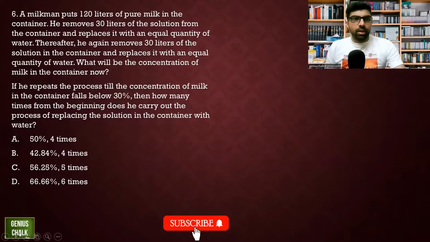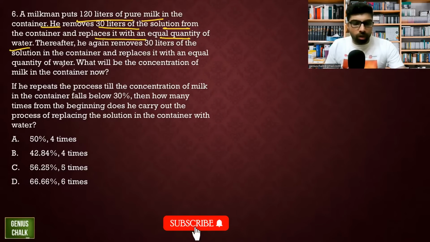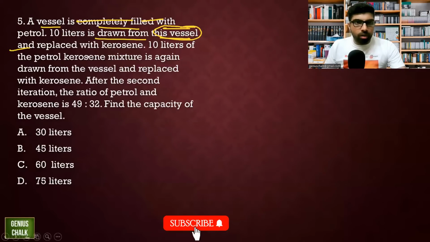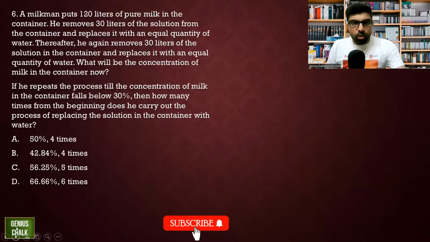All right, next one. A milkman puts 120 liters of pure milk in the container. He removes 30 liters of solution and replaces it with an equal quantity of water. Okay, so in the previous question also, this word will always be present, equal quantity of water. Even if this is not given, like replaced with kerosene, the meaning is the same, that whatever quantity of 10 liters is drawn, that is replaced. Replaced itself means equal quantity. Equal quantity is given to neutralize the ratio, or to make the total the same.